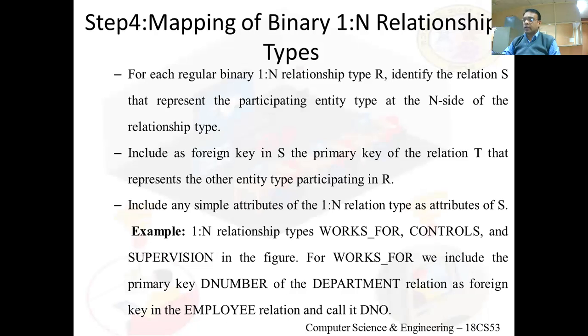Identify the 1:n relationship type, identify the relation at the n side, and for the n side relation, add the primary key of T in S. That's it. Works for, supervision, and controls are the three relationship types that represent the 1:n cardinality ratio.